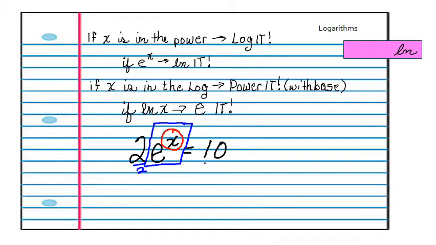So we're going to have to divide by 2 and divide by 2. That's going to give us e to the power of x equals 5. The opposite of an e is an ln, so I'm going to ln e and ln the other side. So x is going to equal ln 5. And I'll let you figure out what that is by calculator also.